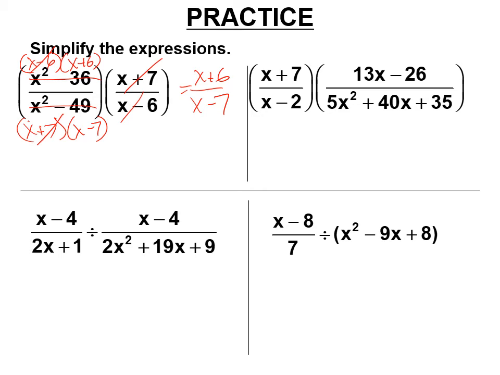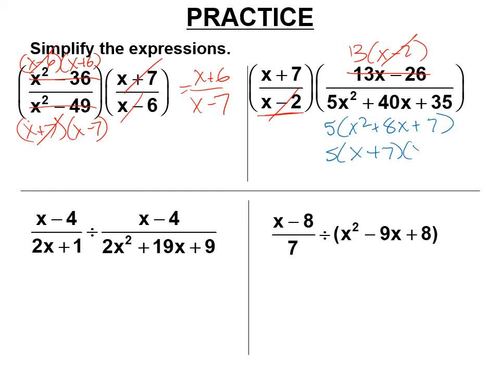Here, all right, now this is a little harder. 13x minus 2 is 26. I'm looking for x minus 2 there. Can I do that? Yeah, 13 times x minus 2. So these x minus 2's cancel. And let's see if I can get an x plus 7 out of this. Now, there's a common factor here, 5. So let's take that one out first. X squared plus 8x plus 7. And then I could do x plus 7, I need that, times x plus 1. Okay, so those are all gone.